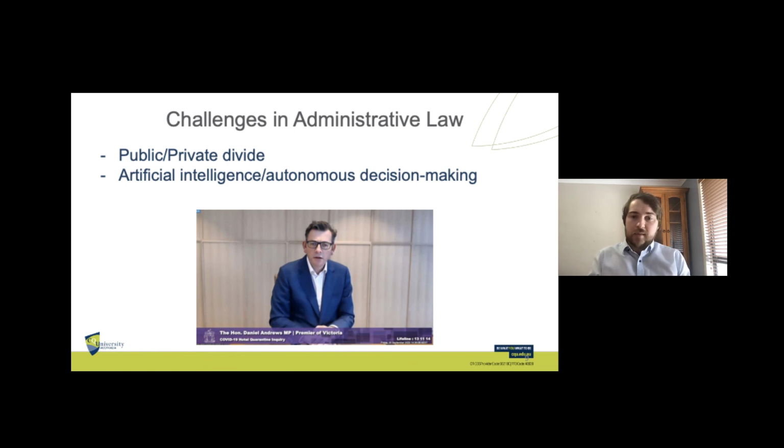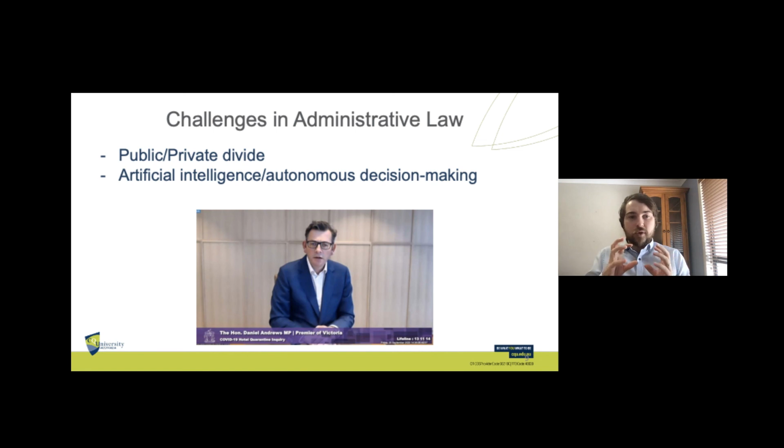Some key challenges in administrative law that we'll keep in the back of our minds throughout this unit. For one is the public-private divide. Obviously, in focusing on government and the executive government, we're falling under the umbrella of public law. Administrative law at its core is about the relationship between citizens and their government. But what we're seeing in Australia and right around the world increasingly is privatisation of government functions, contracting out of enforcement, of decision-making, of policy development.